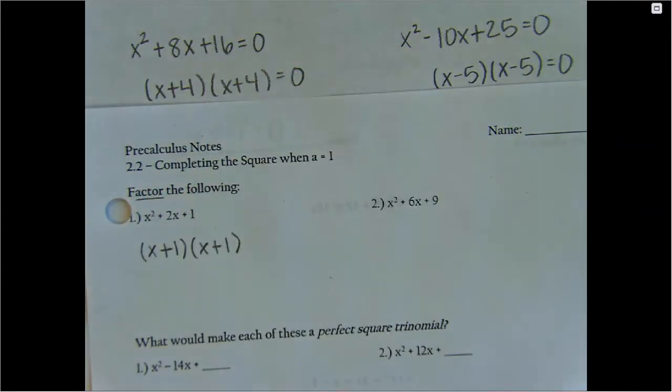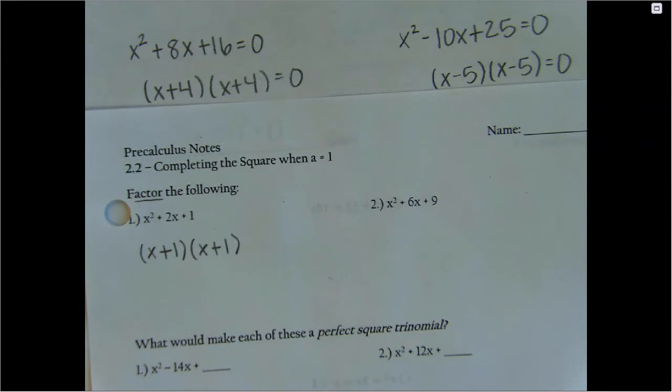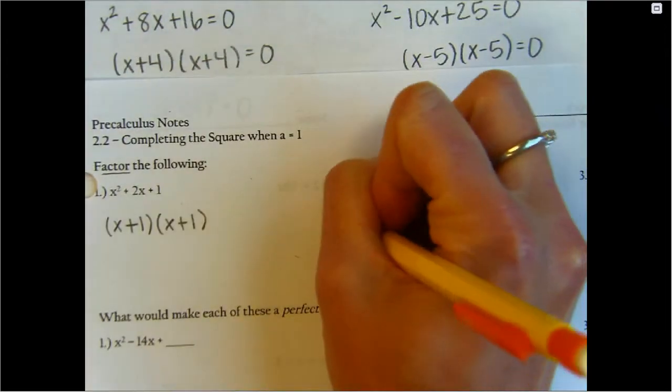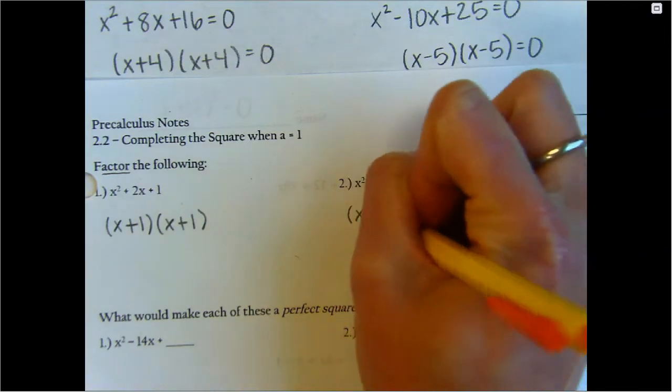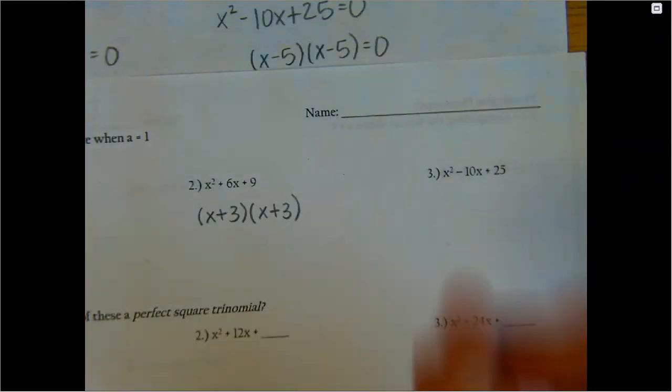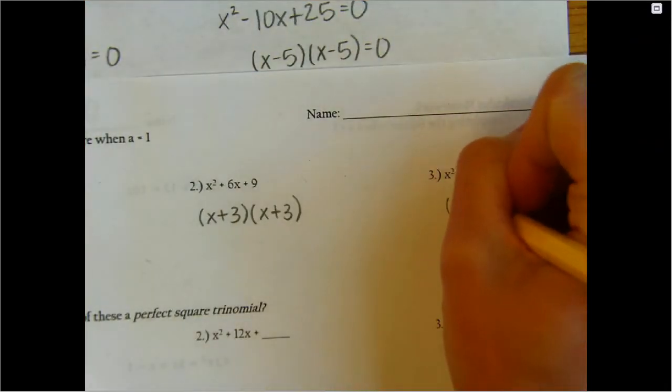X plus 1 times x plus 1. What two numbers multiply to 9 and add to 6? All right, well, that would be 3 and 3. Okay, what about this one? Oh, we just did that. X minus 5 times x minus 5.